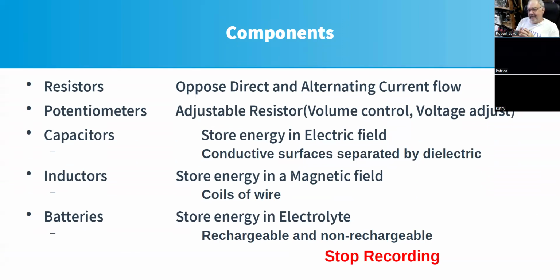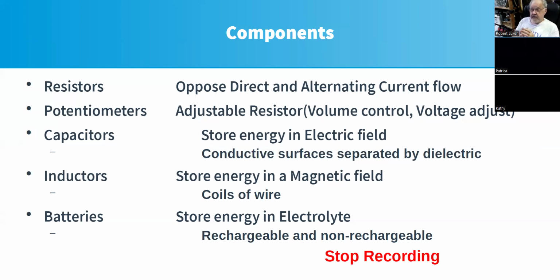Okay, we talked about components. The first one was resistors. Like I said, they oppose current flow and they're not frequency dependent. So they don't care whether it's direct current or alternating current. There's a question about that, so that's something to remember.